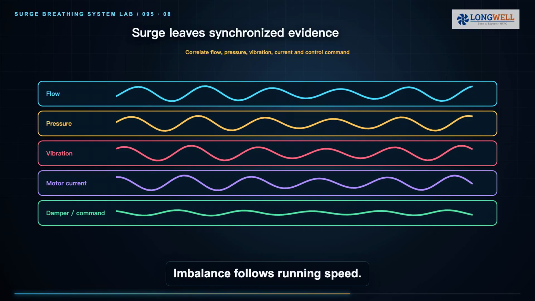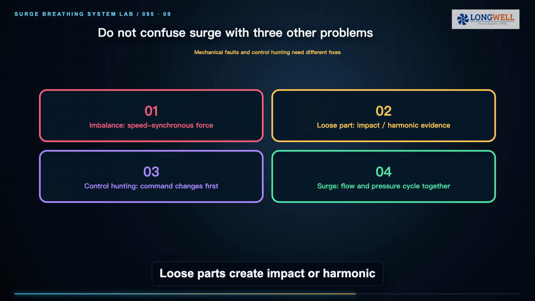Imbalance follows running speed. Loose parts create impact or harmonic evidence. Control hunting begins with a changing command. In surge, flow and pressure cycle because the fan and system cannot settle. Multiple conditions can coexist, so test each hypothesis.